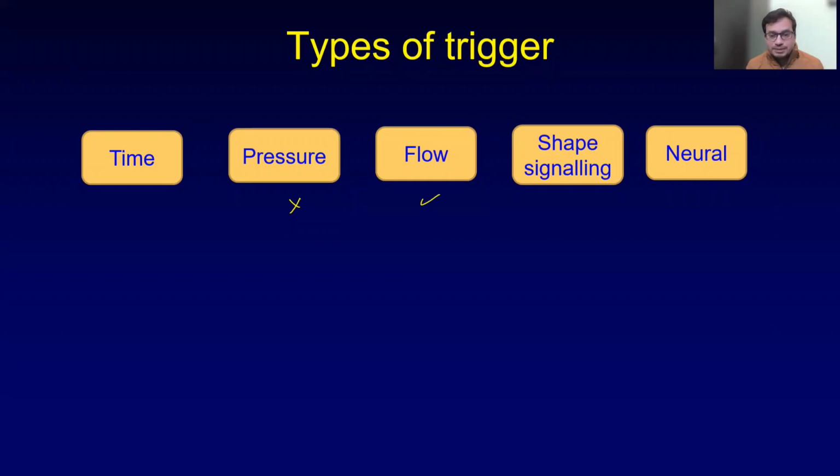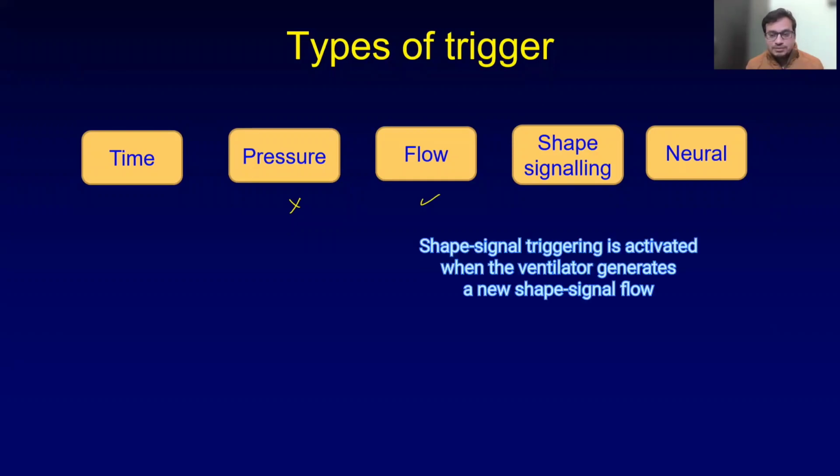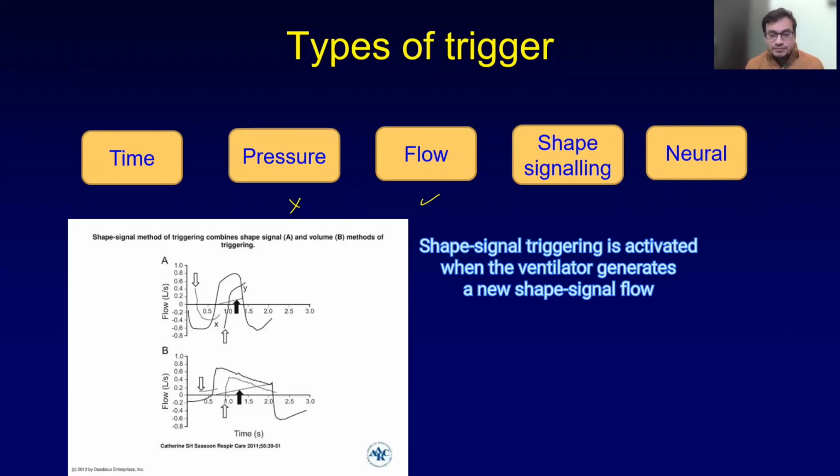Then there is shape signaling, which is the latest type of trigger mechanism, and it is very patient friendly, because it can decrease the wasted effort by predicting the next respiratory effort based on the shape of the previous breath. But it is not widely available. So that is shape triggering, and also we know the neural triggering.